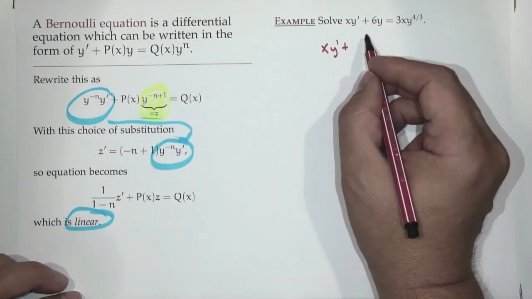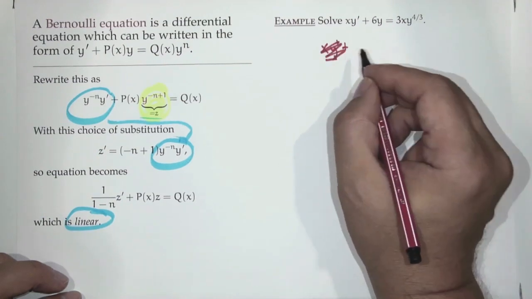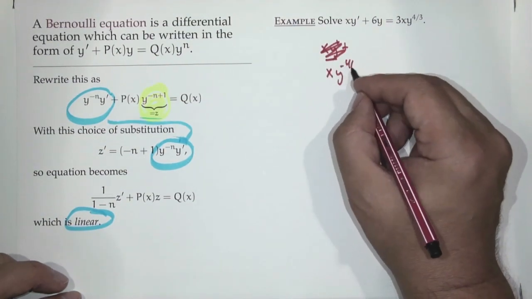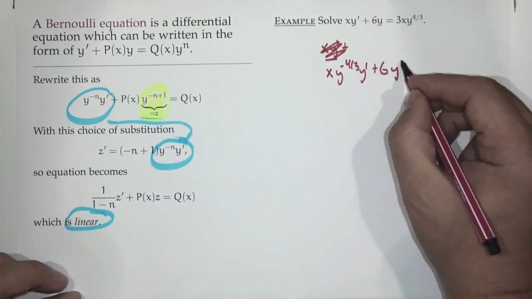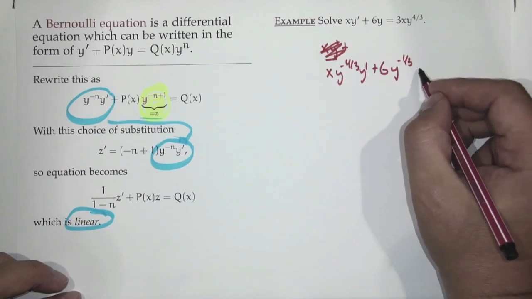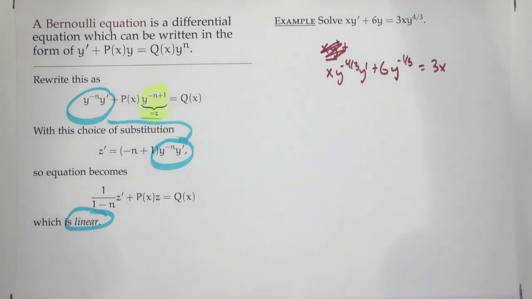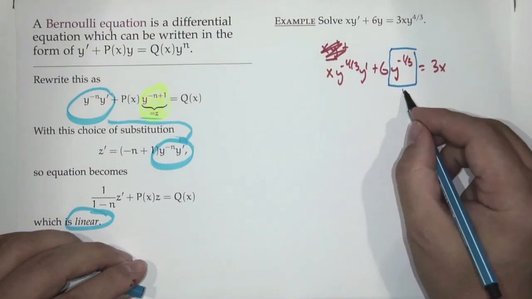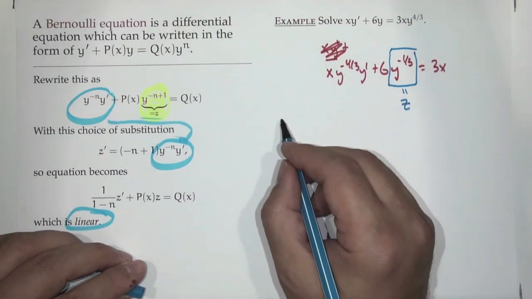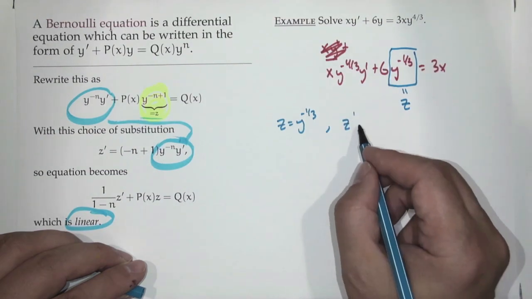If I take y divided by y to the 4/3, let me write this as x y to the minus 4/3 y prime plus 6y to what power? Y to the negative 1/3 equals 3x. So we move that power of y across. And we don't have to think about our substitution. We say it's this part. This is our substitution. Okay, so given that z is y to the minus 1/3, what is z prime?